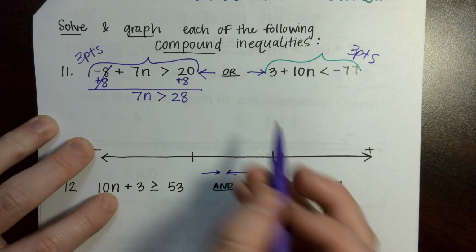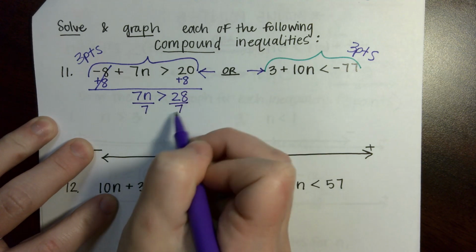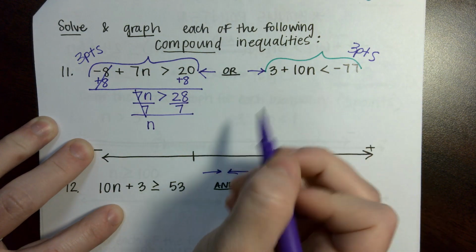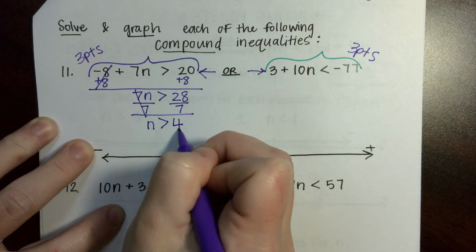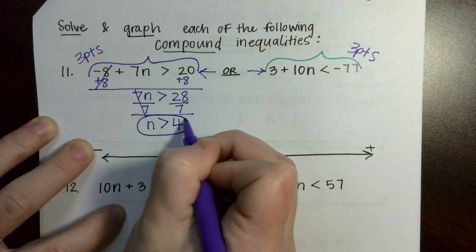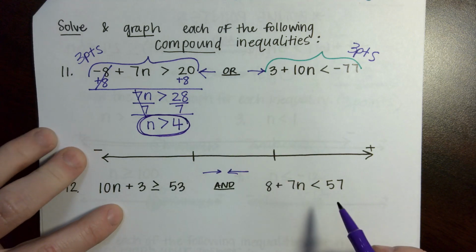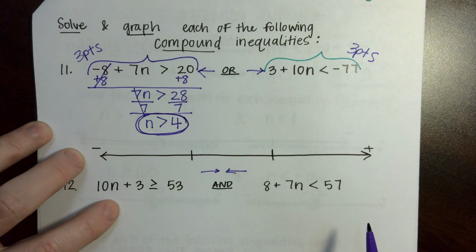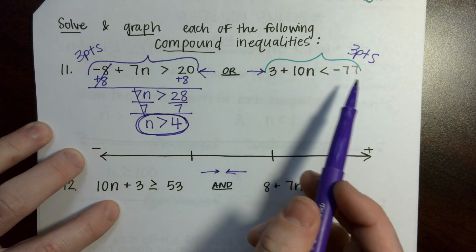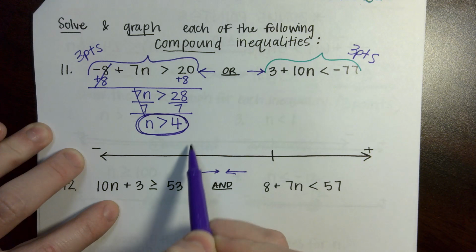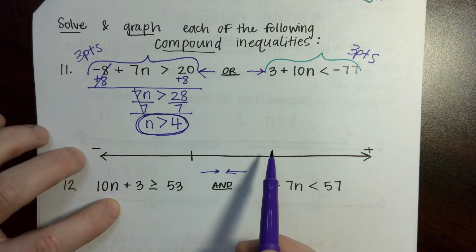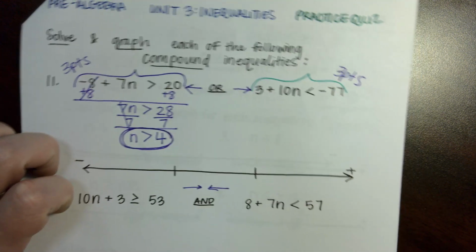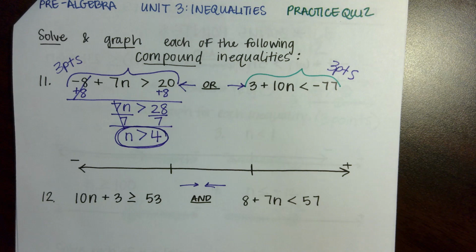What do I do now? Divide by 7 on both sides. My 7's cancel, which gives me n is greater than 4. Perfect. Should I go ahead and write 4 on my line? Do we know yet which part I put it on? No, we have to do the other side first. Let's solve for this side first, because what if I write 4 right here and then this next number is smaller? My directions are going to be all messed up. So you do want to solve both sides first before you start putting them on your graph, just in case you have to move anything around.